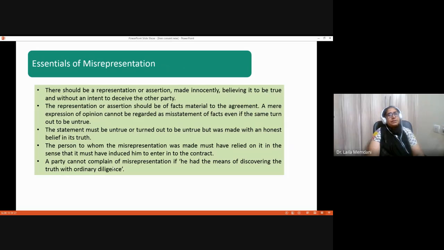Essentials of misrepresentation. It must be made innocently, believing it to be true, without any intention to deceive the other party. There is no intention to commit fraud. The representation or assertion should be of facts material to the agreement. A mere expression of opinion cannot be regarded as misstatement.